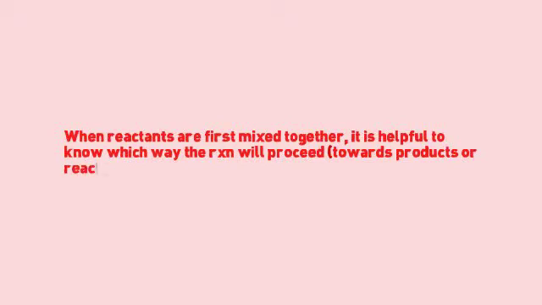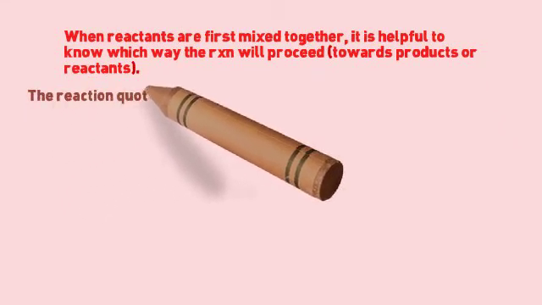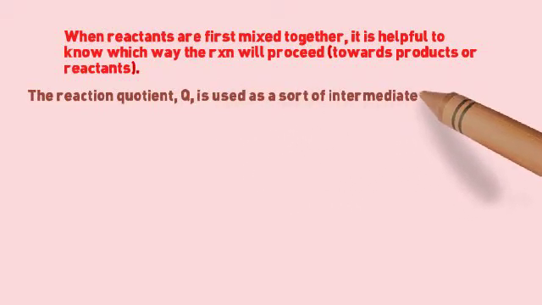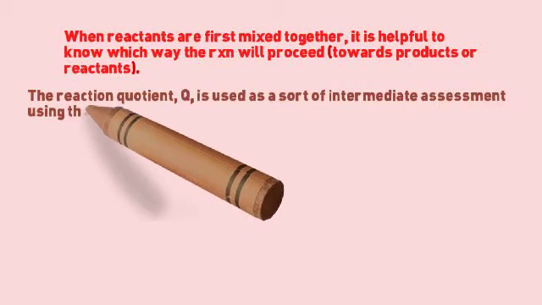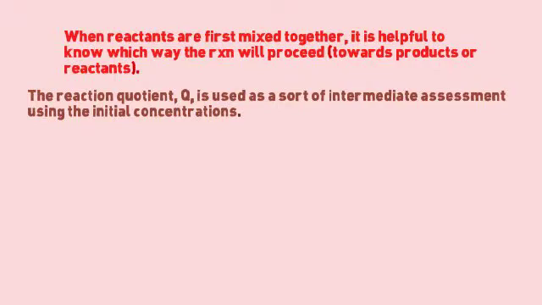So we are going to go right to an example in a moment. When reactants are first mixed together, or at any point when they are mixed together and you happen to look in the container, it's helpful to know which way the reaction will proceed, either towards products or reactants. And this could be at any time before it reaches equilibrium. The reaction quotient, Q, is used as a sort of intermediate assessment of what's going on, using the initial concentrations or concentrations when it is not at equilibrium yet.